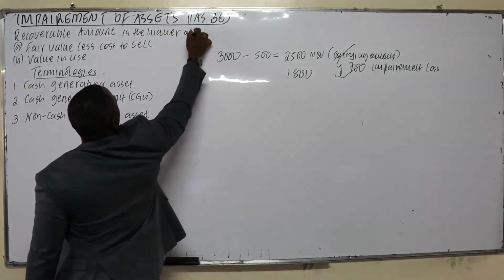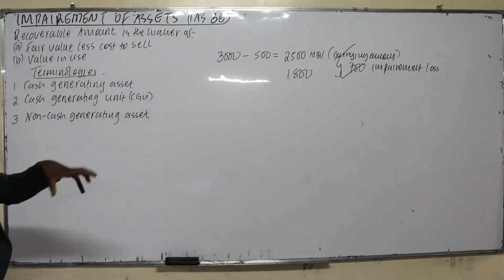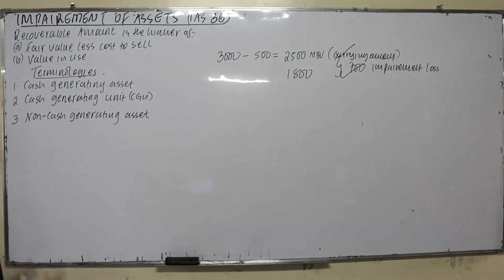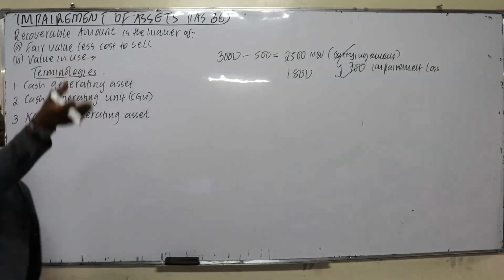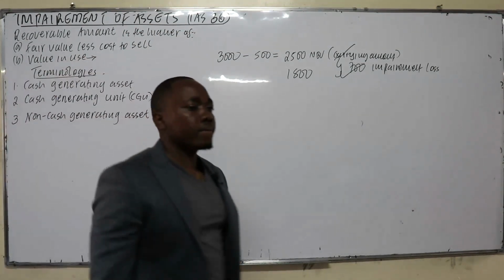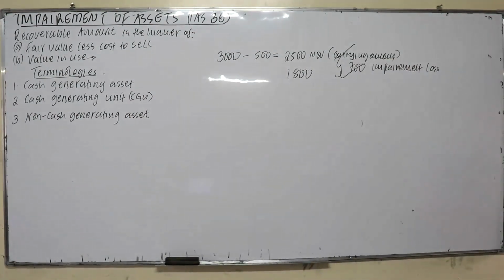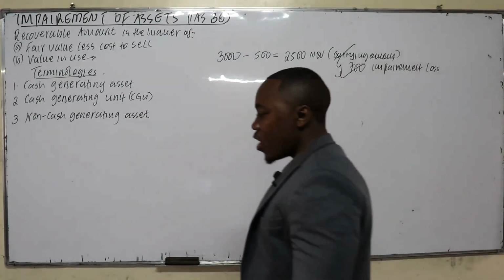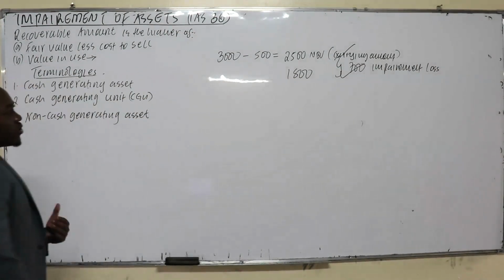Number one, the fair value less cost to sell. If you are to sell now, how much do you fetch from the market, less any net selling cost. Also, you compare against the value in use. What is value in use? Just look at what you have written. It is the present value of the future cash flow of the remaining service potential of the asset.